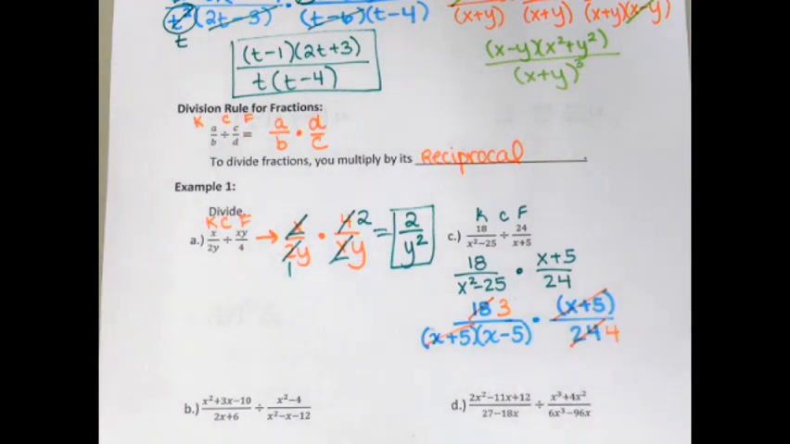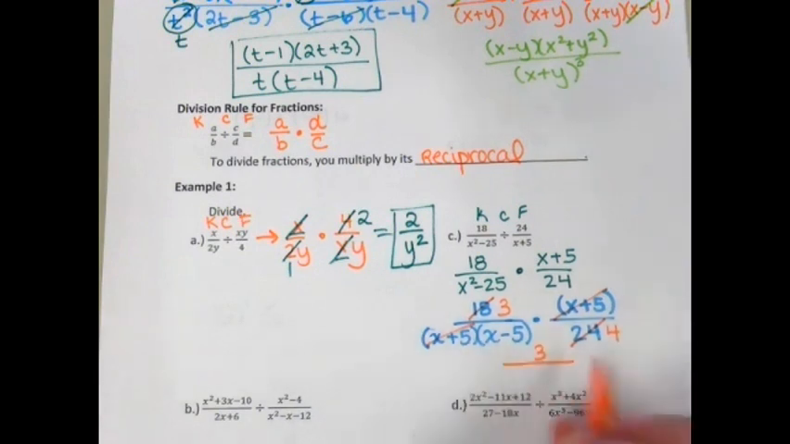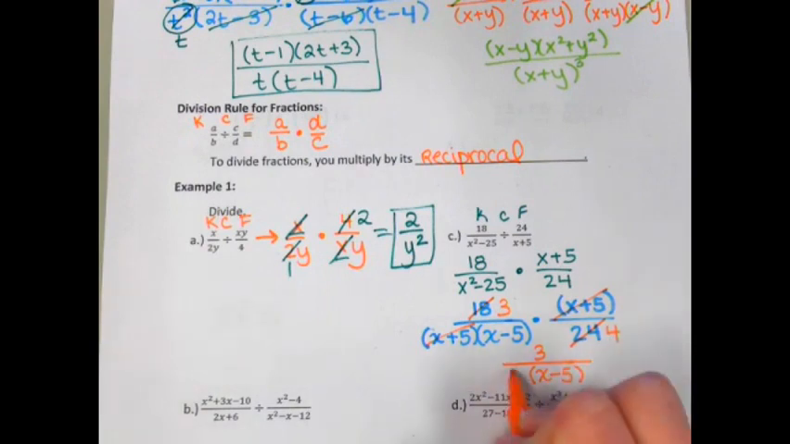So now let's go ahead and multiply. The only thing left in the top is 3 over, and what's in my denominator? X minus 5 and 4. And I'm always going to put the number in front there. And there you go. That's your final answer.